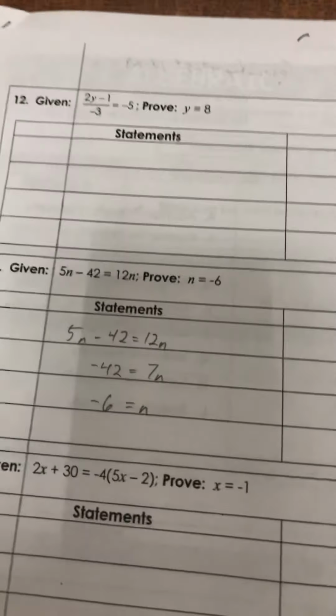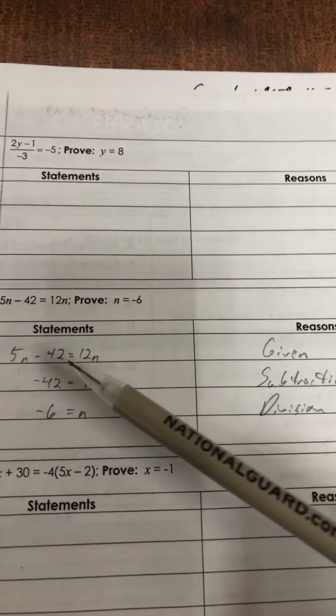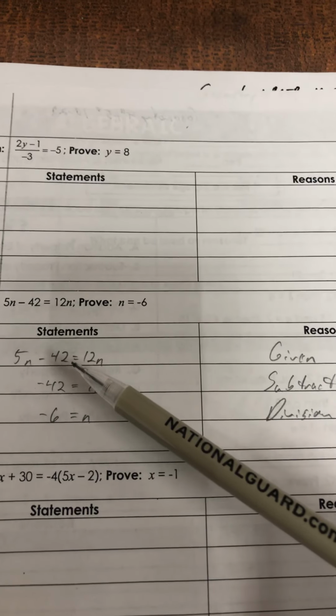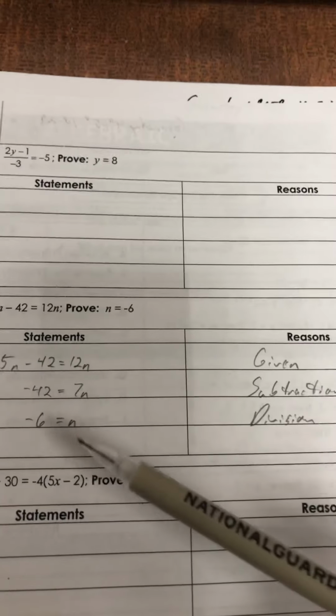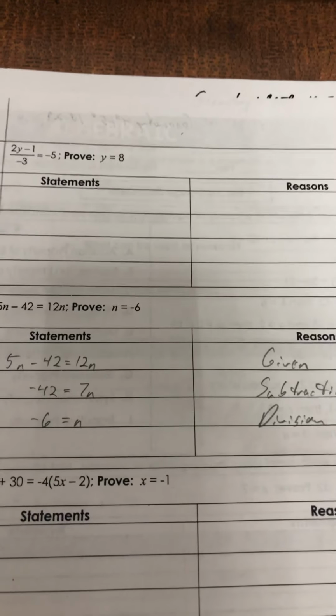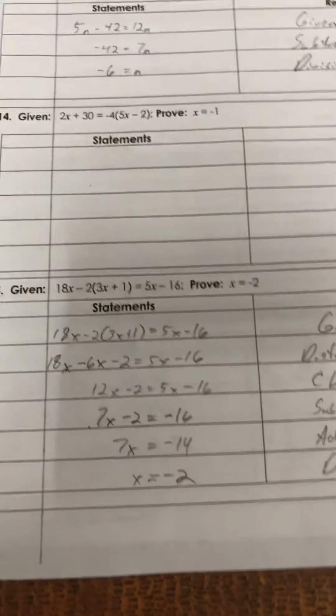Take a look at number 13 here. You're given the equation. I end up subtracting 5n from both sides, so subtraction, and then I'm dividing both sides by the 7. And then for 15, go ahead and try the evens on your own.